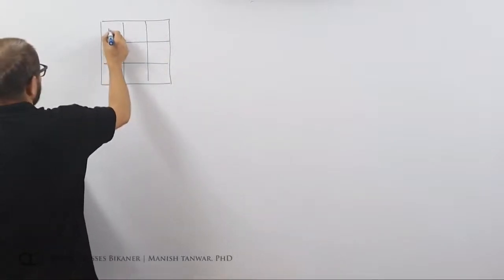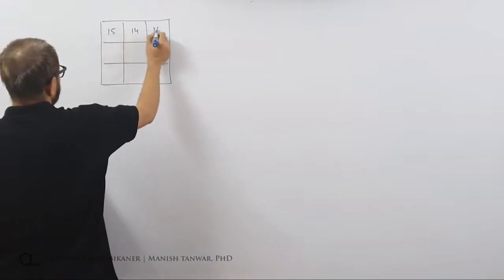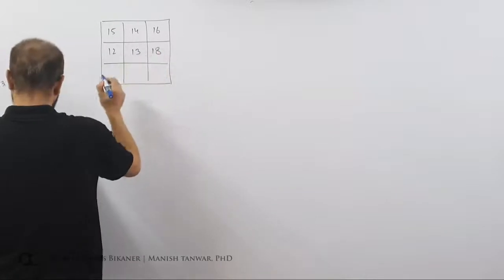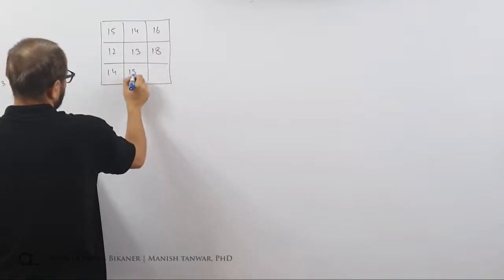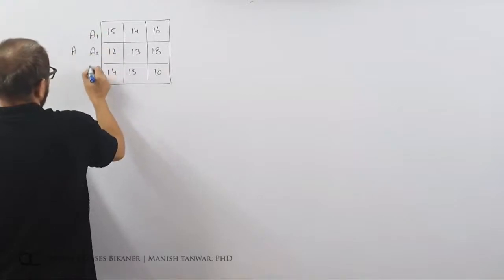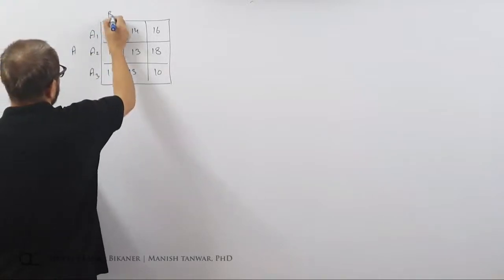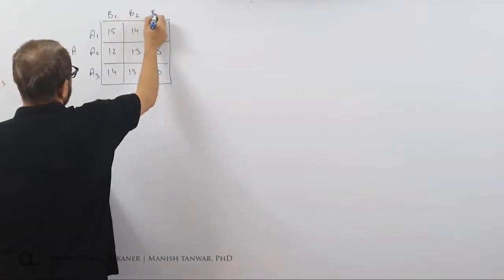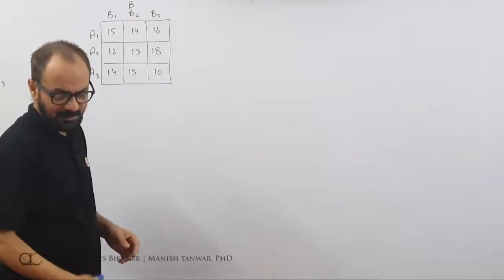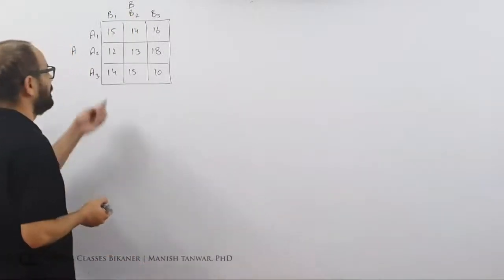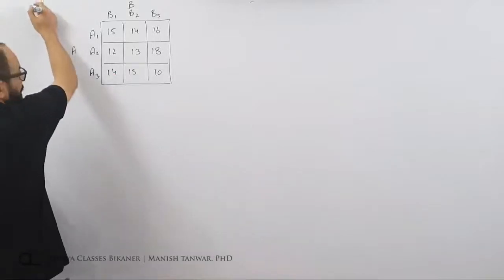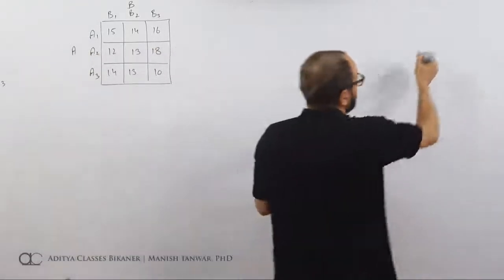Suppose we have values of 15, 14, 16, 12, 13, 18, 14, 13 and 10. We have a row player with strategies A1, A2 and A3, and the column player is B with strategies B1, B2 and B3. These are the values, the payoff matrix. You remember the strategies. I'll write down the strategies over here.